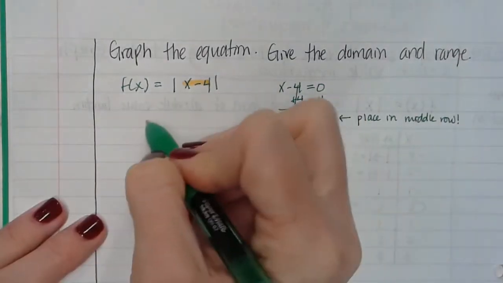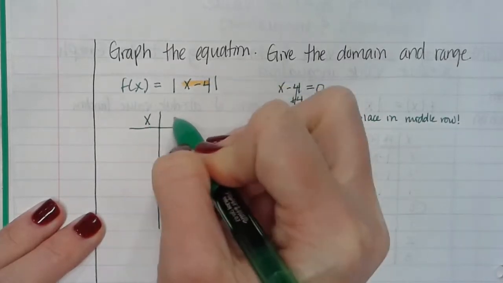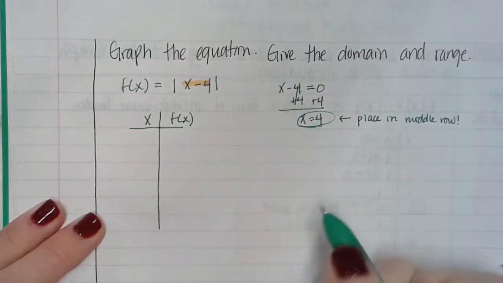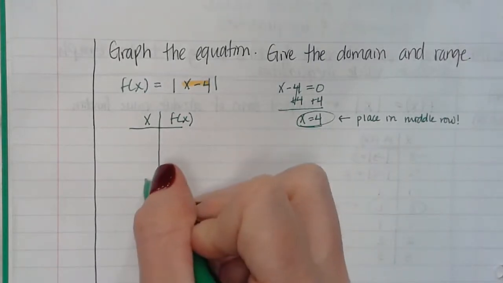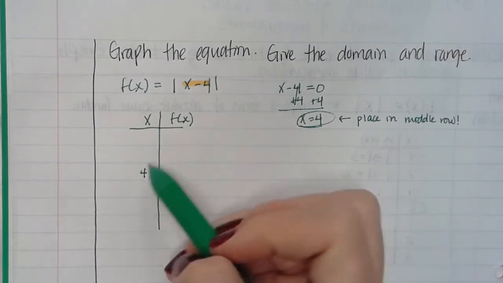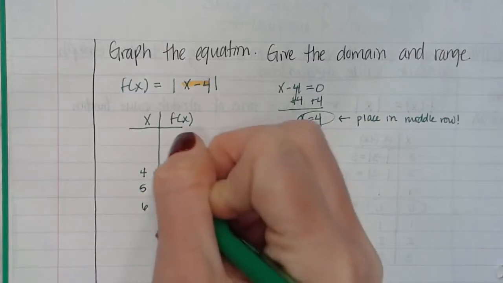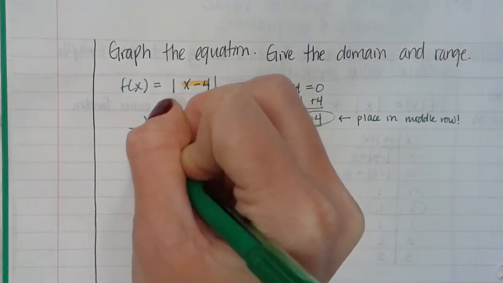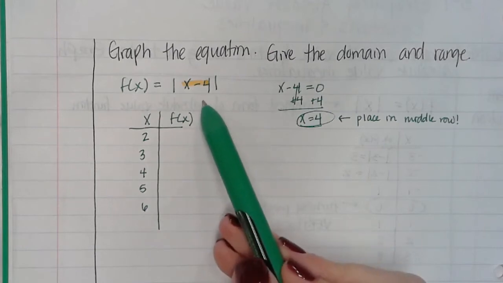So if I make a table of values, I have an x column, and then I have my f of x column. So I'm going to place 4 in the middle, and then we want to number up and down. And I'm okay if you just number up 2 and down 2. So 4, 5, 6, and then 4, 3, 2. Now we're going to evaluate our function for each of these x values.